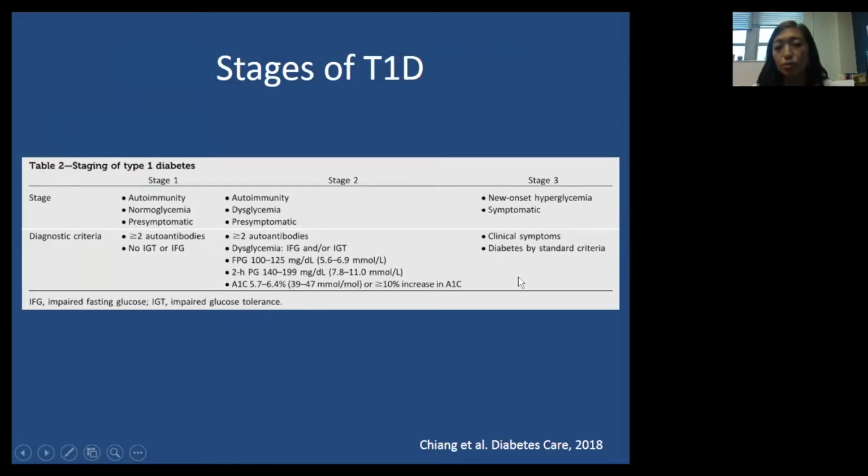Stage 3 is generally when we see patients present to clinicians and their providers with new onset hyperglycemia, and now they are symptomatic, with very standard symptoms that we think about with type 2 diabetes. So those with polyuria, polydipsia, they may even present with DKA.